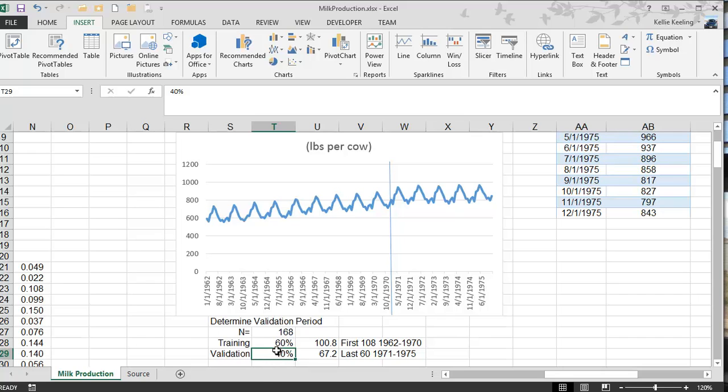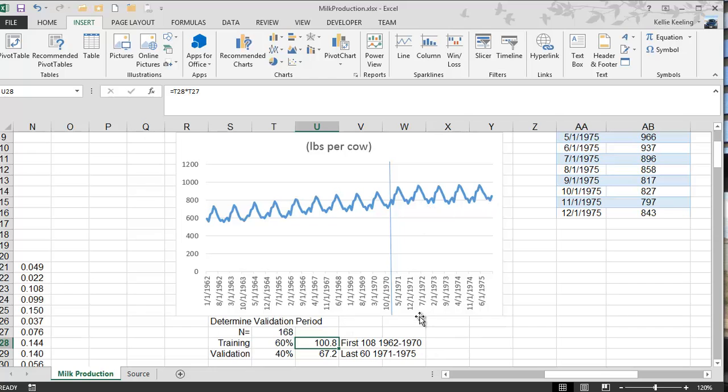So what I did is I just took 60 and 40% of the total data points, which was 168 months, and I came up with 100.8 and 67.2. Obviously we wouldn't have that many time periods, so then I just looked at the data and found some natural breaking points. This is monthly, and it's showing us by years. I decided to keep this as full years. So it turns out at 108 data points, that will get me through 62 to 70, and then the last 60 would be 71 to 75.